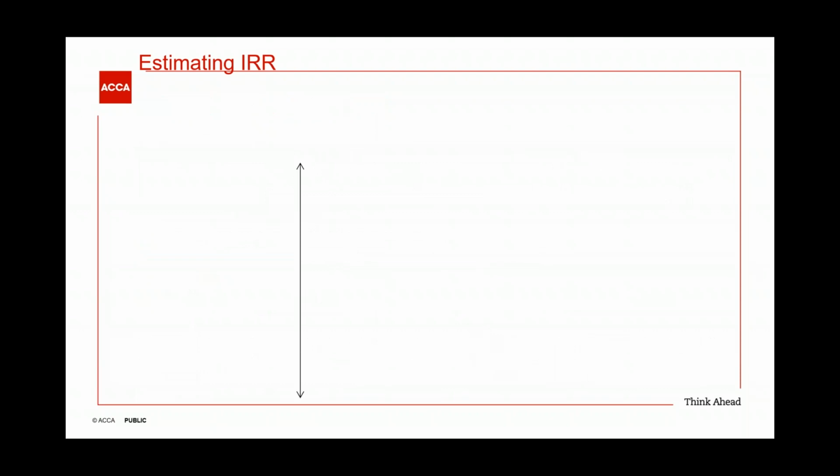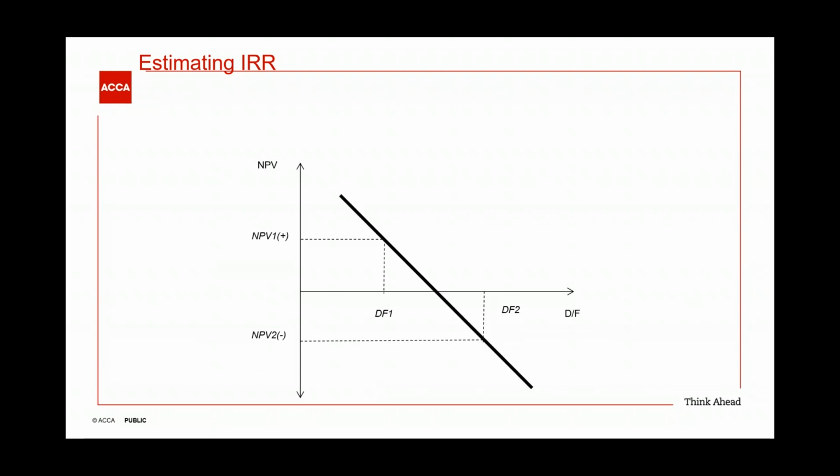I mean something like this. Now, for example, let's say at a particular discount rate, you get a positive NPV. You increase this discount rate, you get a negative NPV. So what's going to happen is you interpolate and your IRR is somewhere there. And that's what you're trying to do.